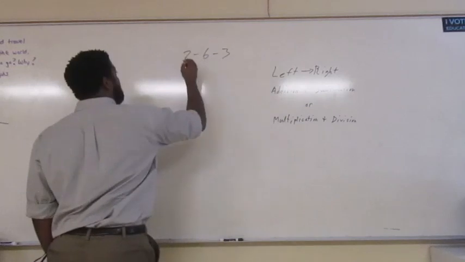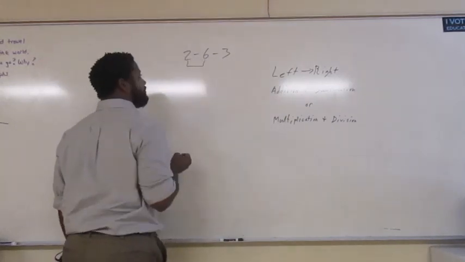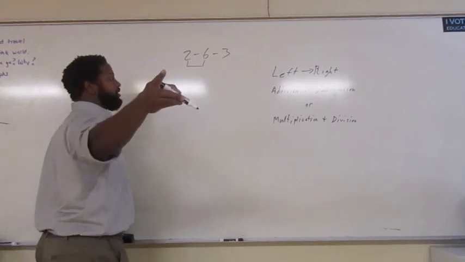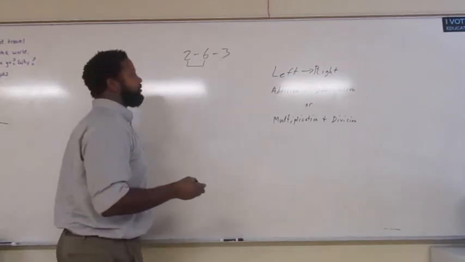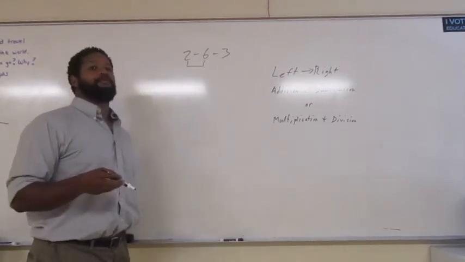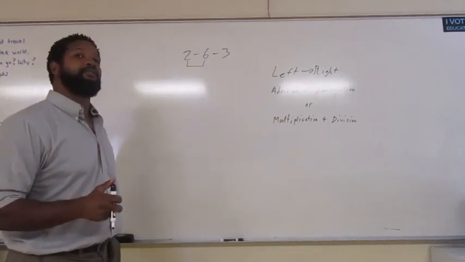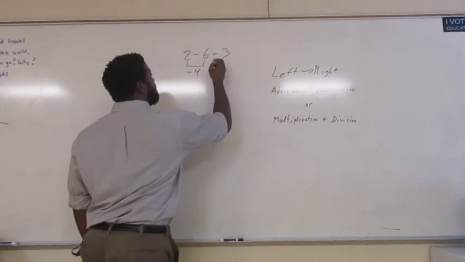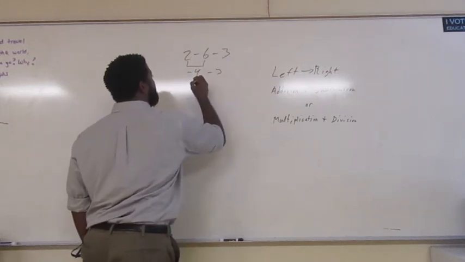So we have 2 minus 6, which is what? 2 minus 6 is what? 4, right? Yes, it's 4. What kind of 4? Negative. Thank you, Campos. Negative 4. Bring down this negative 3.